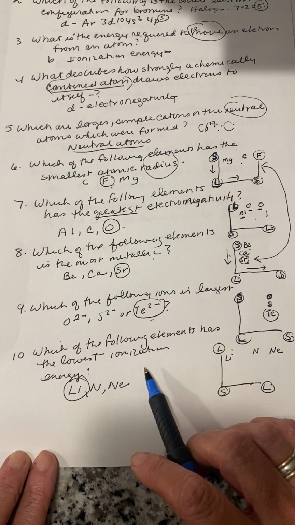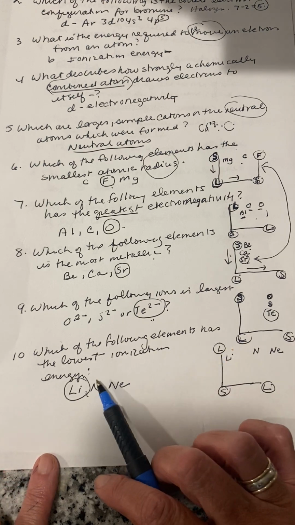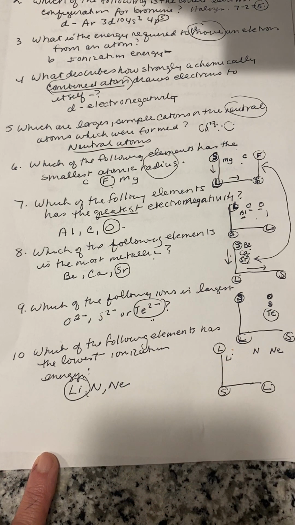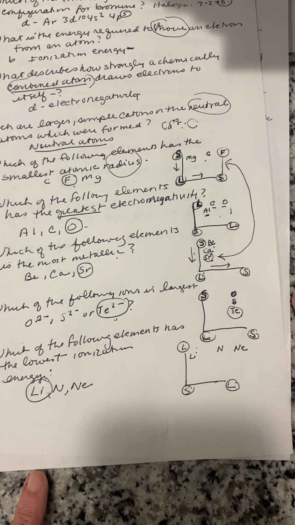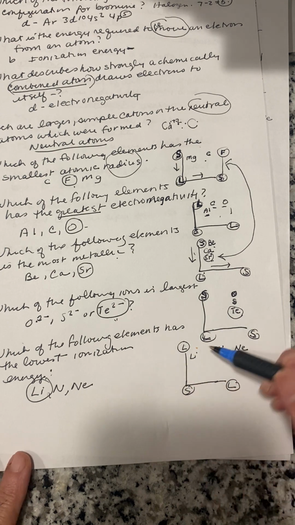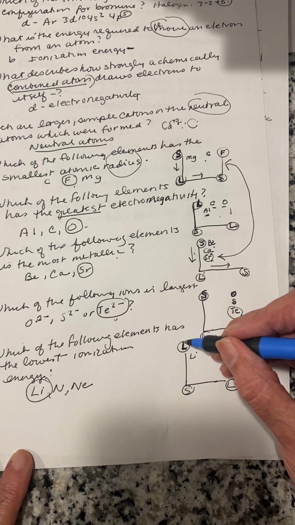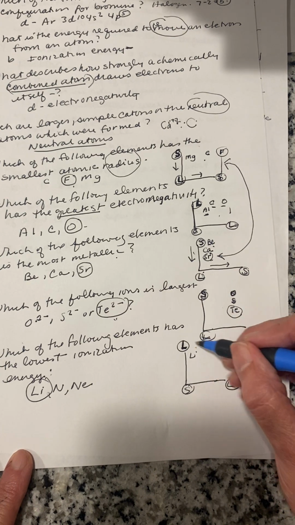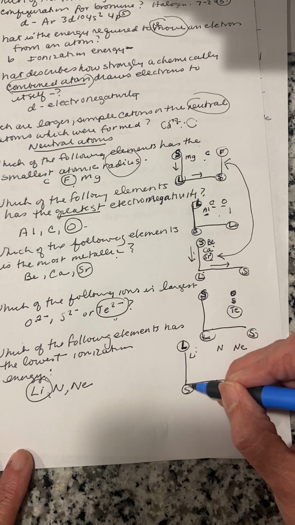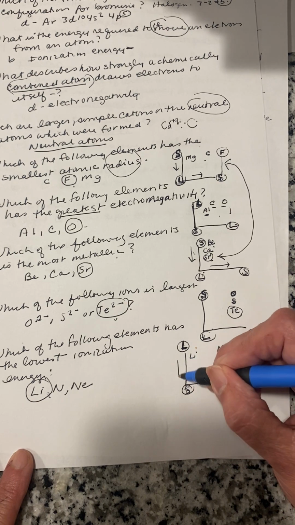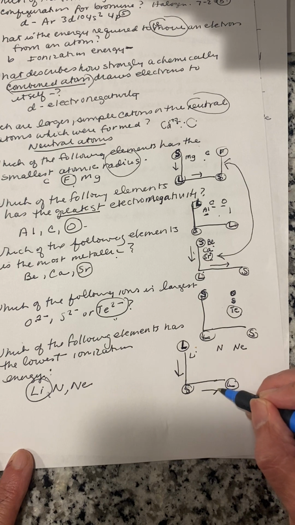Which of the following elements has the lowest ionization? Remember, ionization is going to be from large to small, because it's opposite from how large the atom is. So here we have ionization. You can get this basically in your book. This is the left side. This is large to small to large. So as you go this way, it's going to get smaller. This way, it's going to get larger.